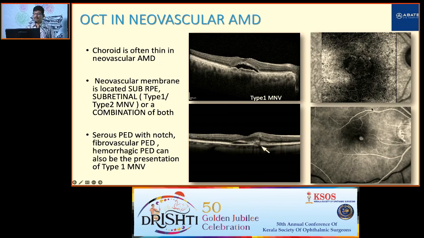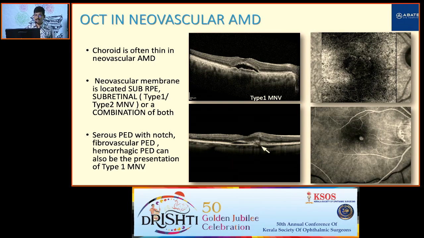Then in neovascular AMD, again the choroid will be thin. You can have two types of neovascular AMD, one under the RPE which is type 1 and one above the RPE which is type 2. You can even confirm the presence of the neovascular network with the help of OCT angio, or you can also use a fluorescein angiogram when you are having a doubt.